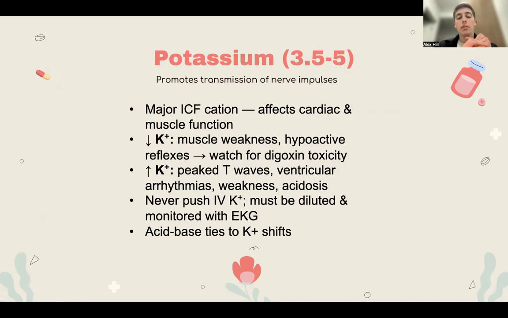So if you have high potassium, you're going to have more of that depolarization of the nerves affecting your muscles. So that's going to lead to things like ventricular arrhythmias, weakness, and acidosis. If you remember, you have the hydrogen and potassium exchange that happens both in your cells and in your kidneys. So if you have high potassium, the cation is going to switch for cation. It's going to be driven into the cell, and then hydrogen, or protons, or acid is going to be driven into the blood vessels. So never push IV potassium, right?